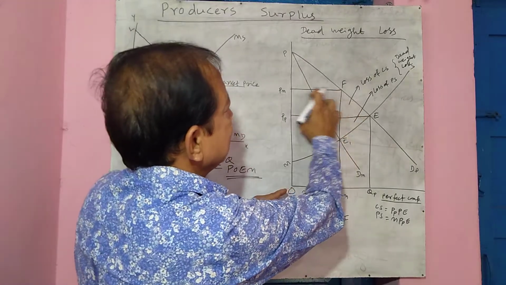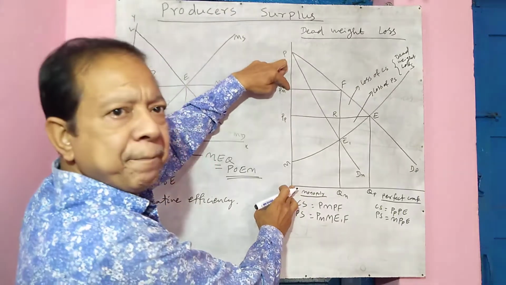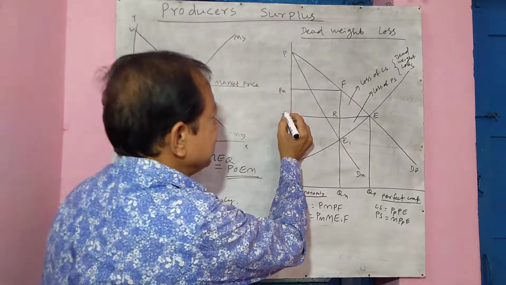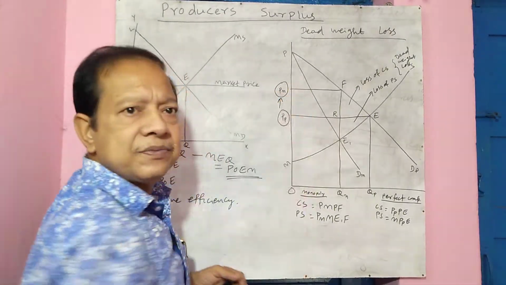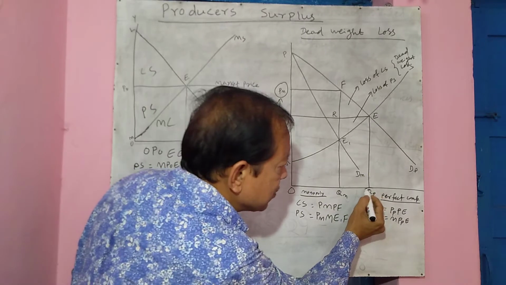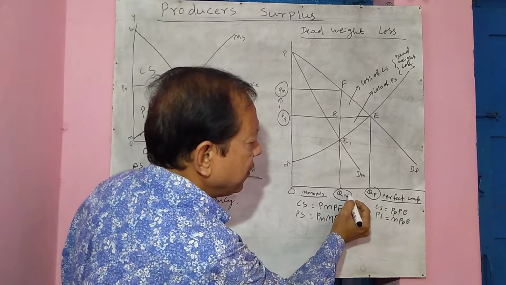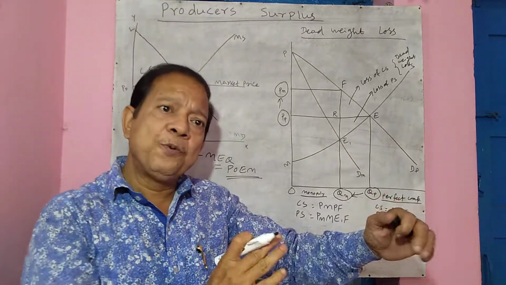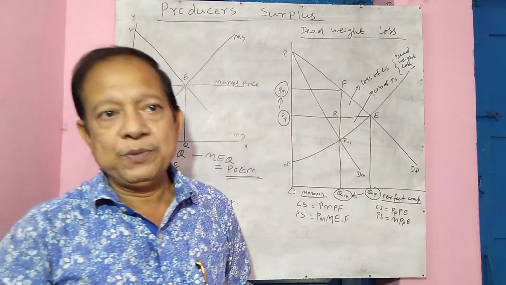Extend the line and the price of monopoly market will be OPM, the price of monopoly. You see, this is the perfect competition price, this is the monopoly price, much higher. This is the perfect competition output, this is the monopoly output. Monopoly output is much lower and price is much higher than perfect competition.